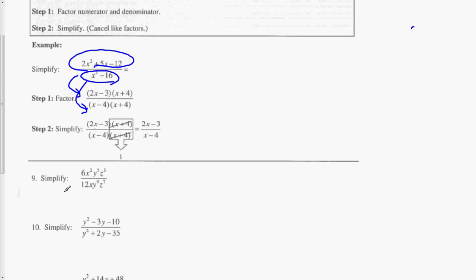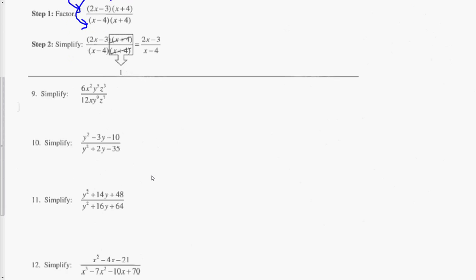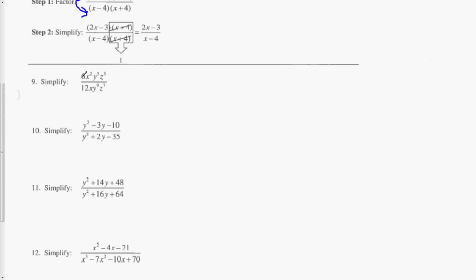So let's look at number 9. Sometimes they can be as simple as using our exponent rules. So if I look at number 9, I see that I've got 6 over 12. Well, 6 goes into itself 1 time. 6 goes into 12 2 times. So I have a 1 over 2. I'll come over here and write that. I've got an x squared on top and an x to the 1 on the bottom. Our exponent rules tell us that when we divide, we subtract exponents. So 2 minus 1 would be 1. So I have an x to the 1 left on top.